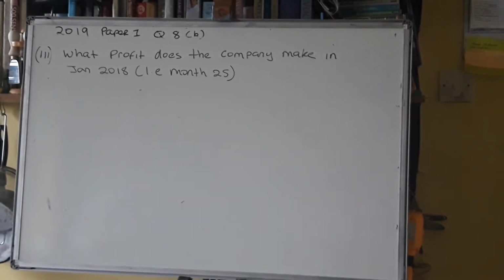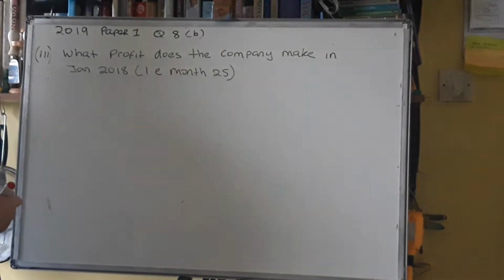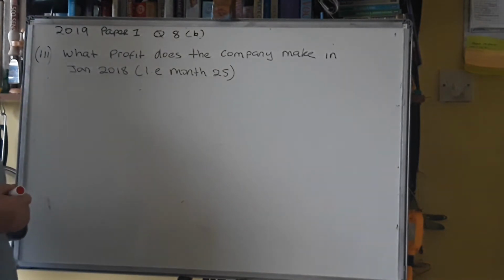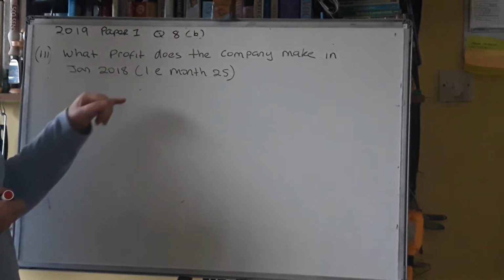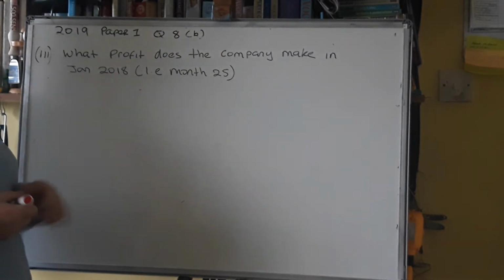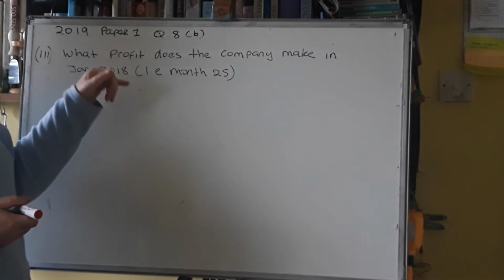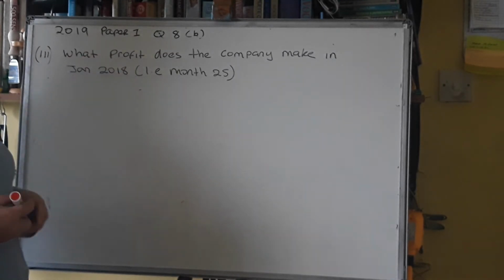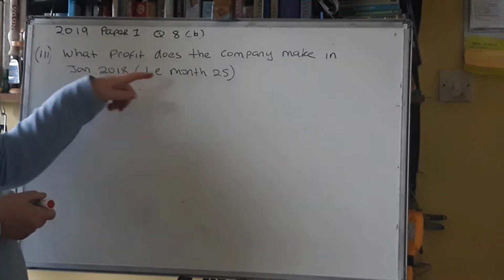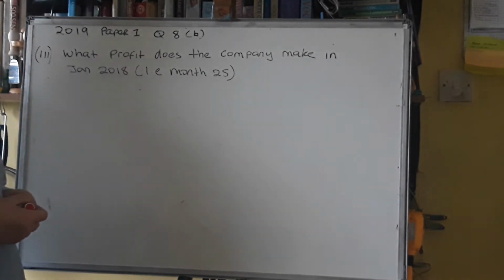So, question B, part 3. What profit does the company make in January 2018, i.e. month 25? Because it started in January 2016, so January 2017 is 12 months later, January 2018 is another 12 months later. So you have month 25, you're looking for the profit. Okay, so pause the video, have a go of that, and then press play to see the solution.